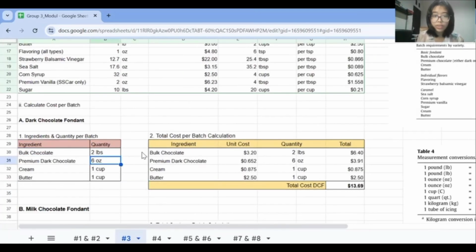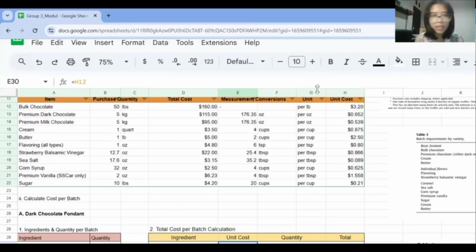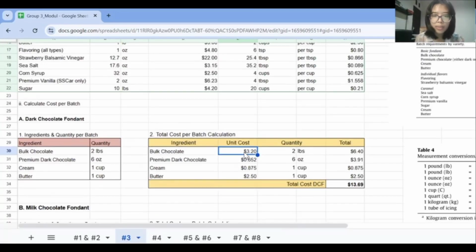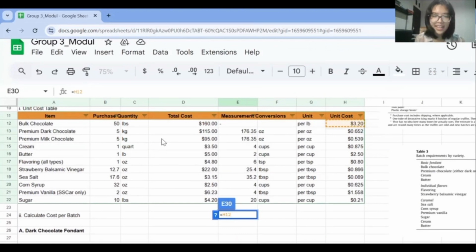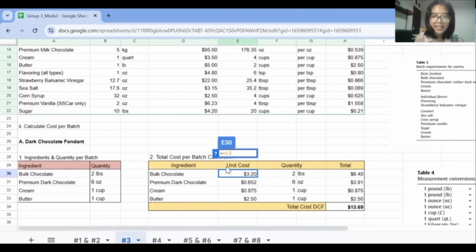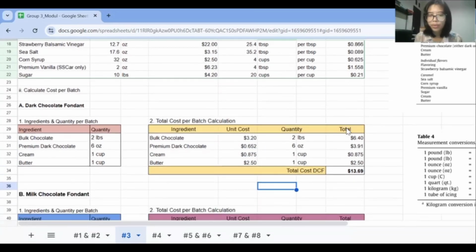After that, we need the total cost per batch calculation. There are the ingredients. We need to identify the unit cost. How? From the unit cost table, for example. The bulk chocolate, how much? Search for it here, it is $3.20. Same goes for premium dark chocolate, this too and this too. And if you have all of that and you know the quantity, we just need to total it.